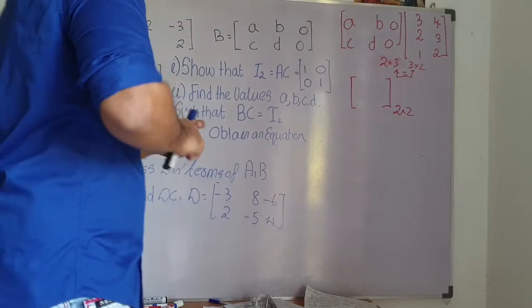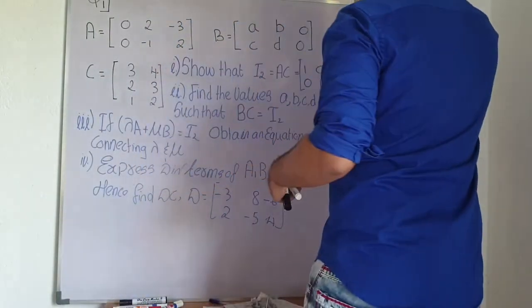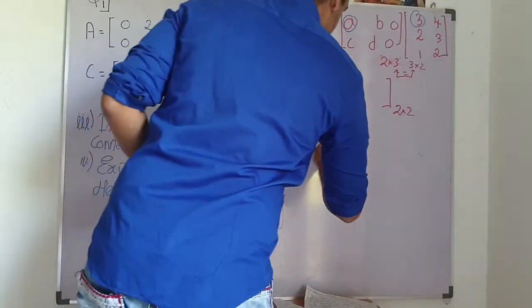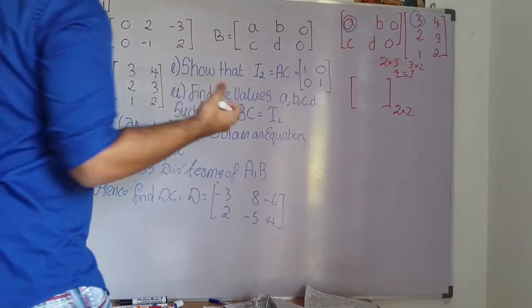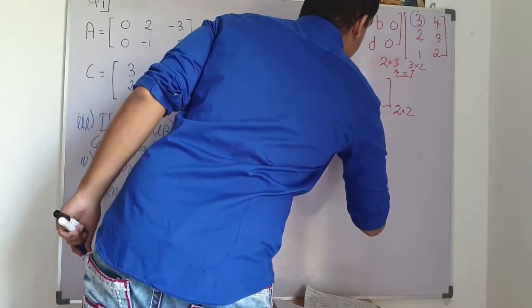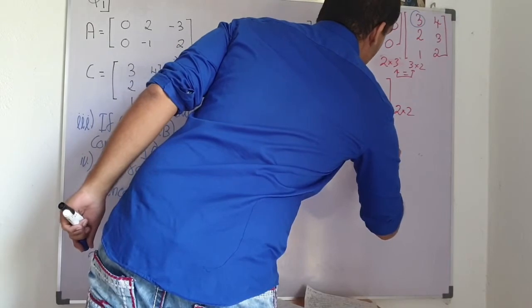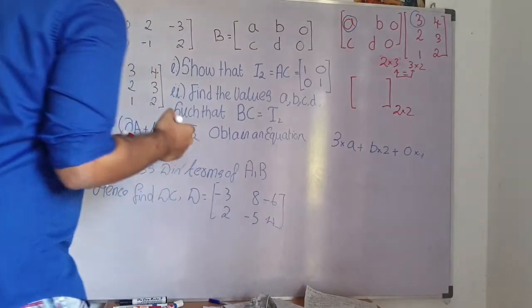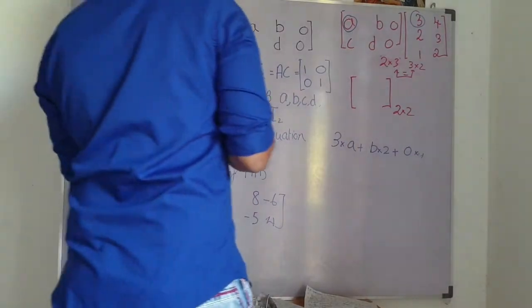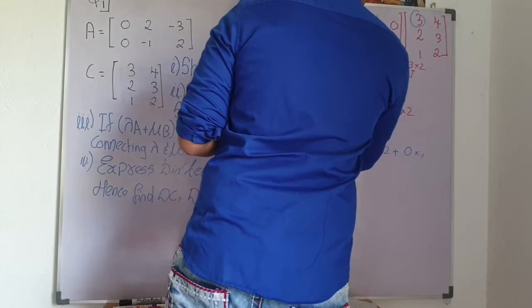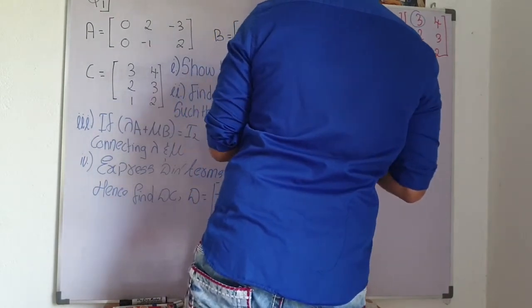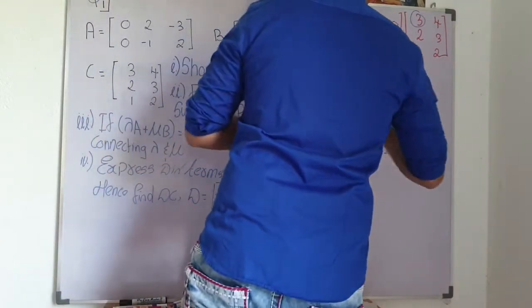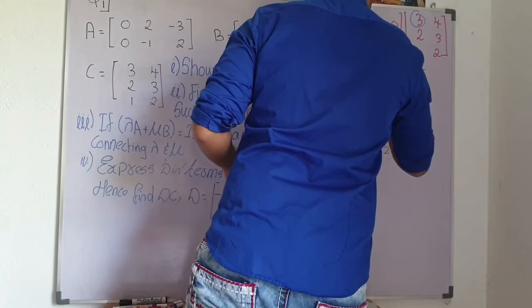Now what we've got to do is the multiplication arithmetic. So the first cell in this matrix is going to be 3 into A plus B into 2 plus 0 into 1. So this is going to be 3A plus 2B. 3A plus 2B will be the answer you obtain here. I'll just extend this part a bit.